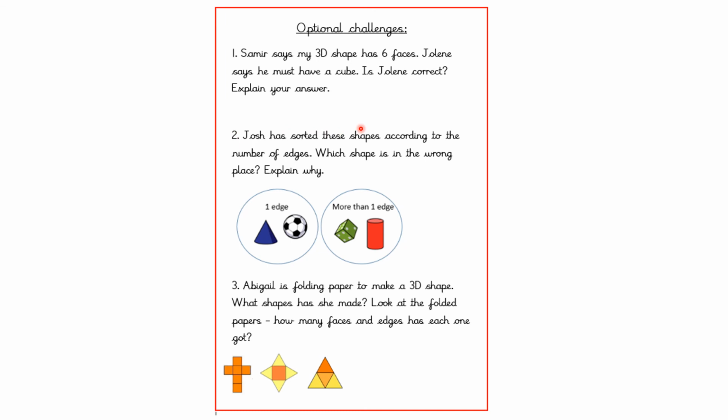So your first optional challenge is similar to a word problem. It says, Samir says my 3D shape has 6 faces. Jolene says he must have a cube. Is Jolene correct? Explain your answer. Number 2, Josh has sorted these shapes according to the number of edges. Which shape is in the wrong place? Explain why. And number 3, Abigail is folding paper to make a 3D shape. What shapes has she made? Look at the folded papers and see if you can find how many faces and edges each one has got, and that should help you to figure out which 3D shape this one is, this one and this one. So there are 3 3D shapes there that she's making.